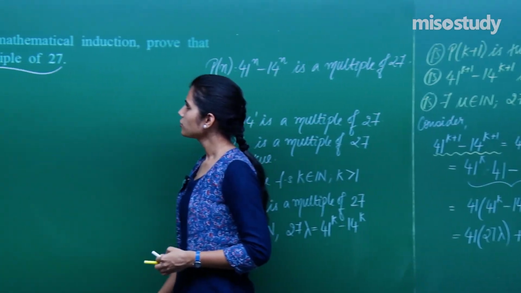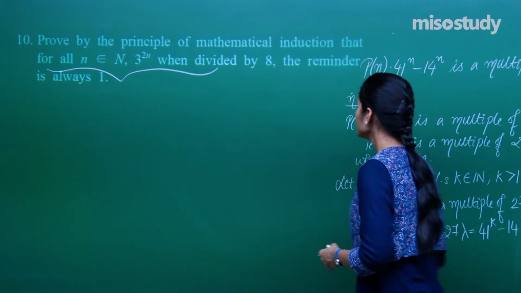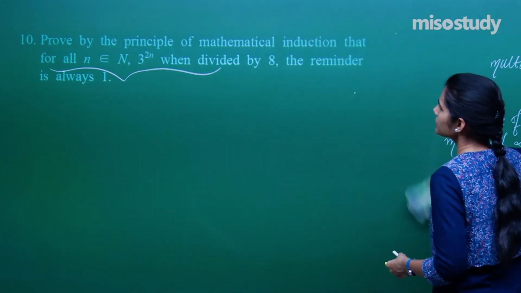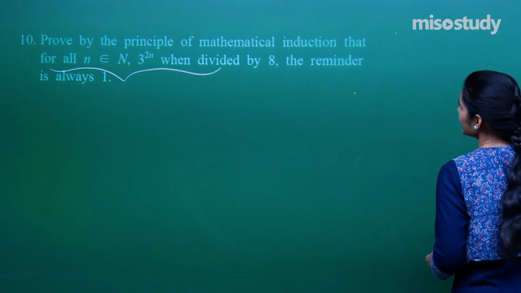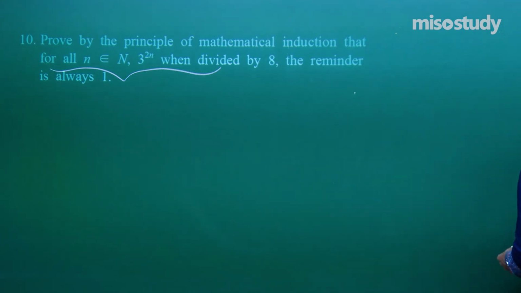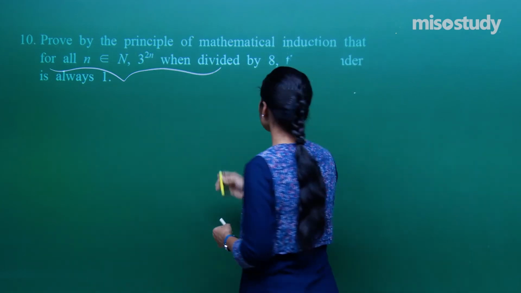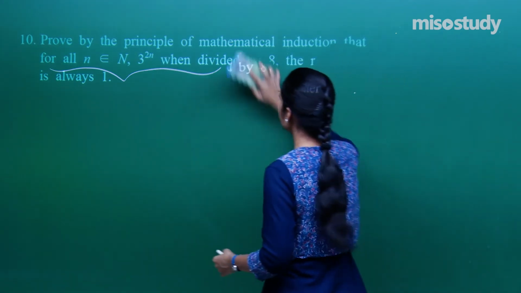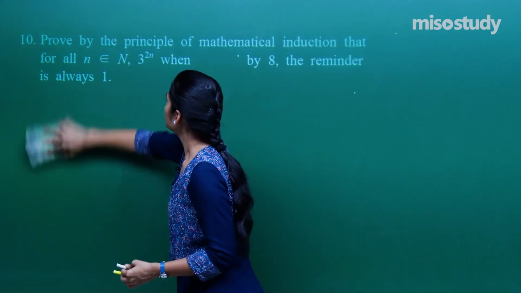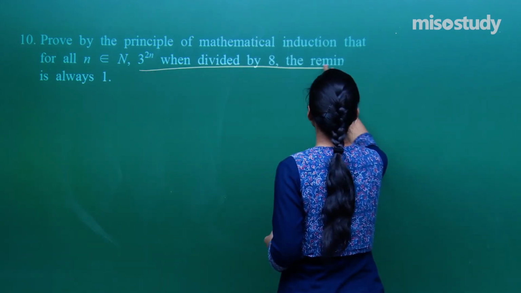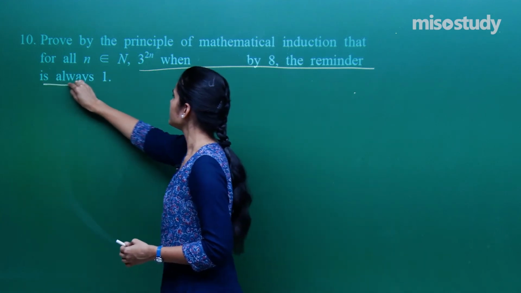Moving towards the next question, we have: prove by the principle of mathematical induction that for all natural numbers, 3 to the power 2n when divided by 8 gives you the remainder always equal to 1. That is what I have to show. This is my complete statement. What is my basic statement Pn in here? That 3 to the power 2n when divided by 8 gives me the remainder always equal to 1.